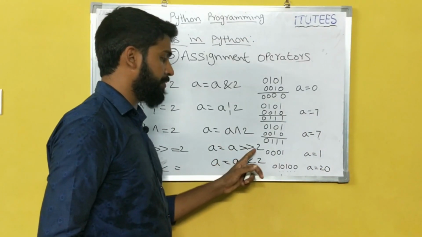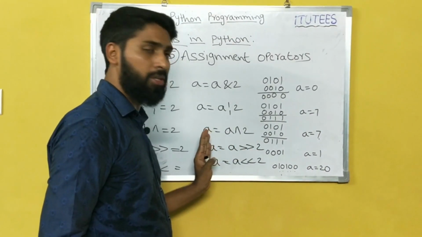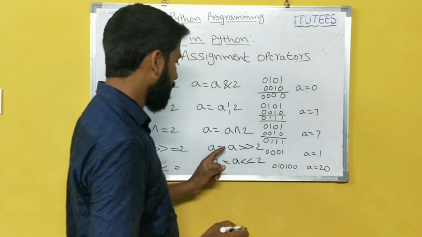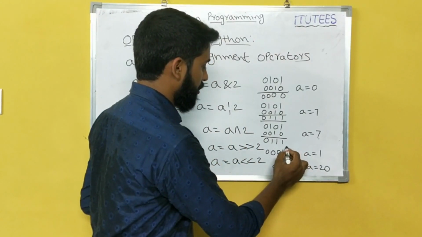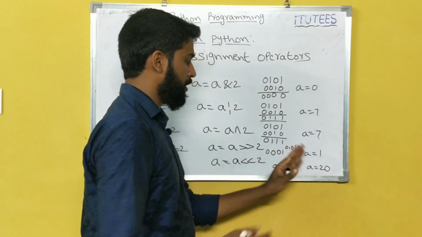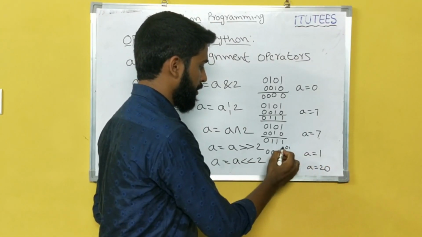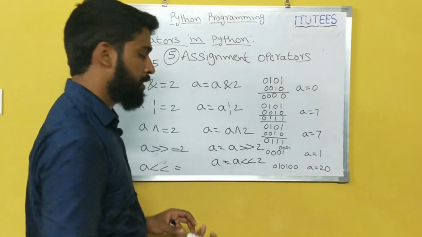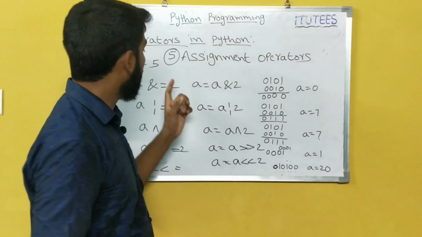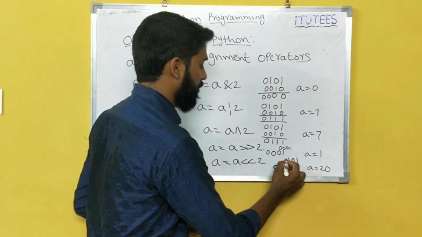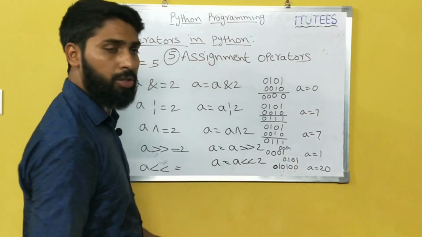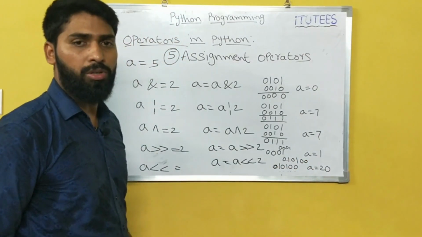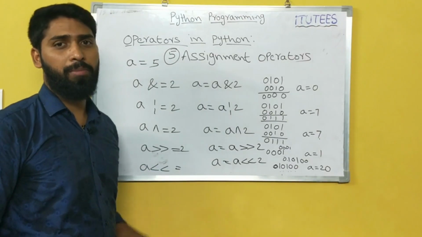A right shift 2 means 2 bits shift to the right. So when we move this 5, 0, 1, 0, 1, 2 bits to the right, that means 0, 0. This equivalent binary number is 1. Same like that, left shift. What is the 5 equivalent binary number? 1, 0, 1. Left 2 bits, that means 0, 0. That means A equals 20. This is about assignment operators.